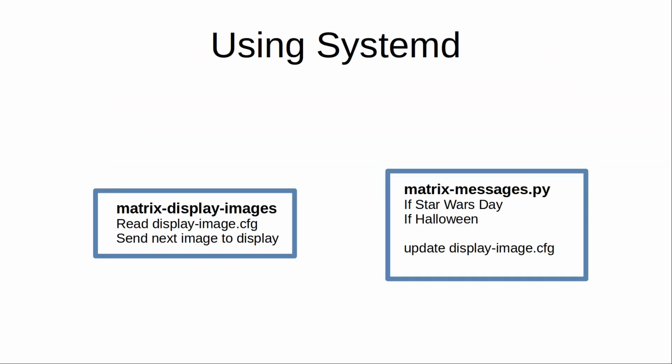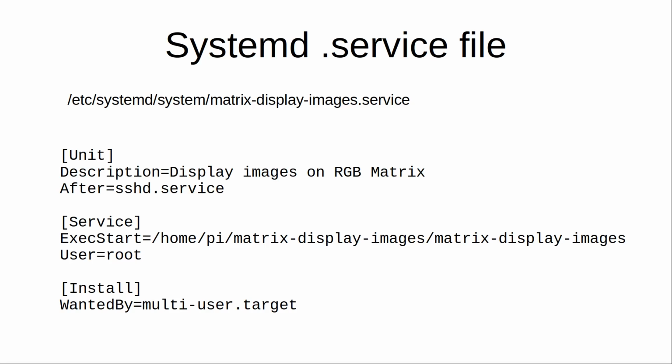So in this case, we have two different programs. They're designed to be semi-independent, so I created two separate systemd startup files. So we'll first look at the matrix display images service. This runs the C program to update the display. To register this with systemd, we first need a file ending with .service. This is stored in the /etc/systemd/system directory. The file is called matrix display images.service.